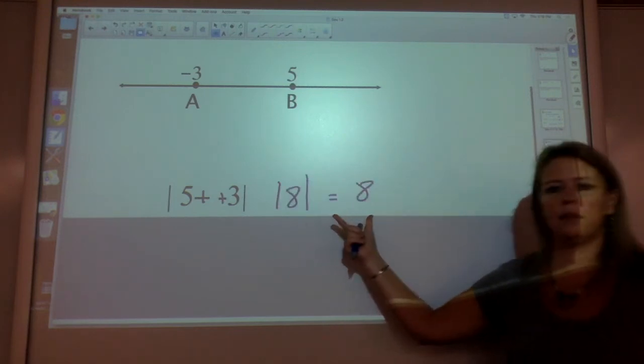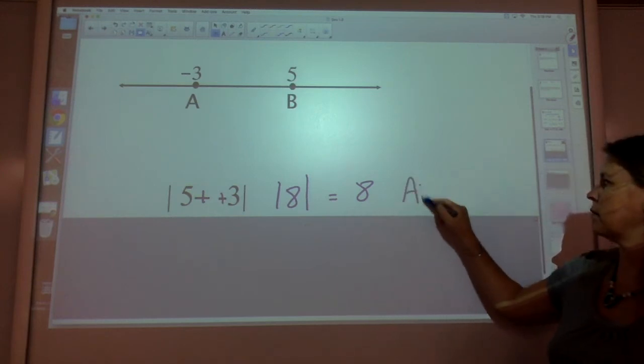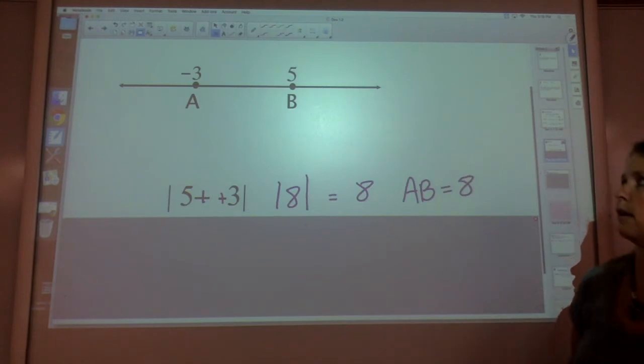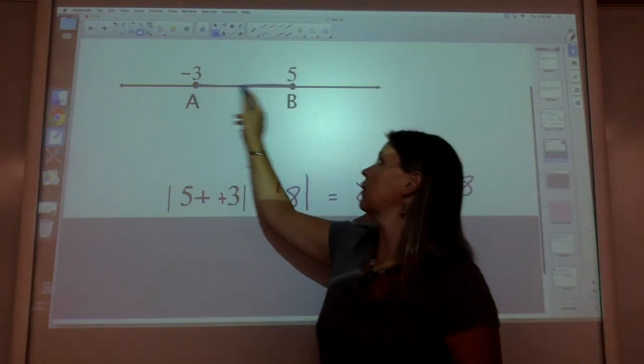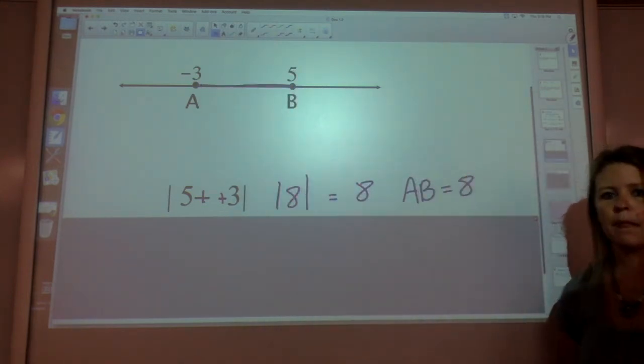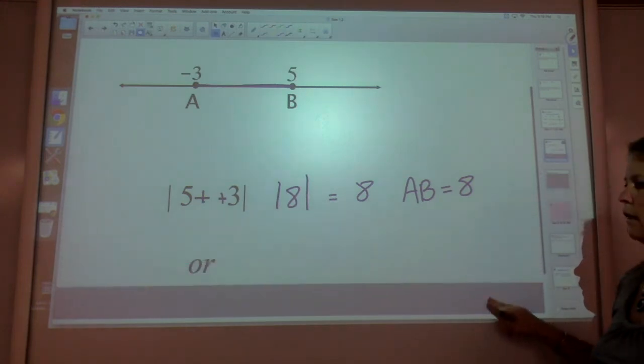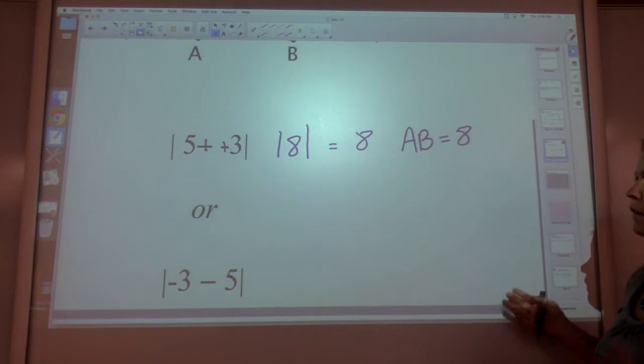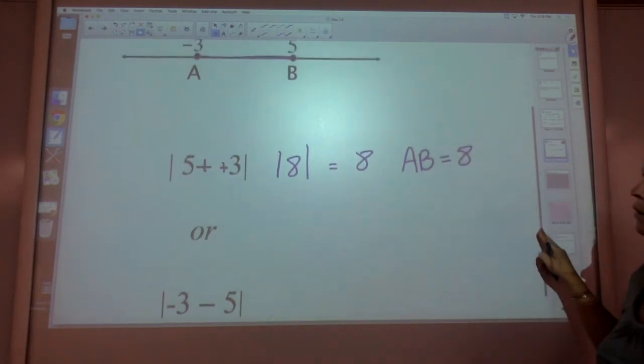Now again, I'm not going to answer it as 8. I'm going to answer it as the measure of segment AB equals 8, because that's what we're measuring, this segment from A to B. Not wrong, just the opposite. You could say, I want to go, instead of from A to B, from B to A.